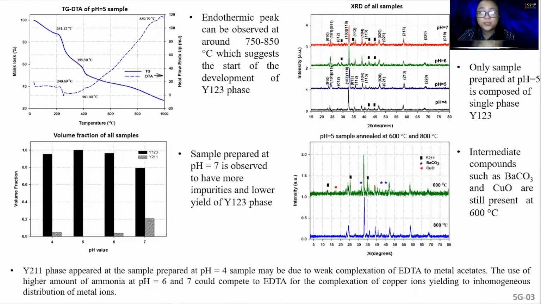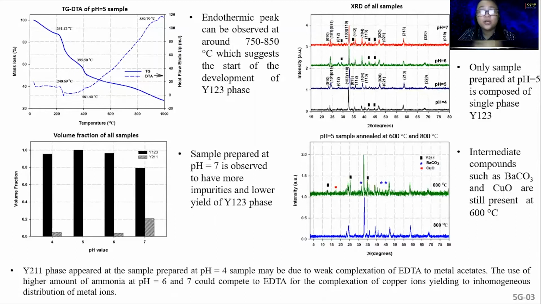On the other hand, impurities at higher pH of 6 and 7 could be possibly due to the excess amount of ammonium hydroxide, because the use of higher amount of ammonia could compete to EDTA for the complexation of copper ions, yielding to inhomogeneous distribution of metal ions.